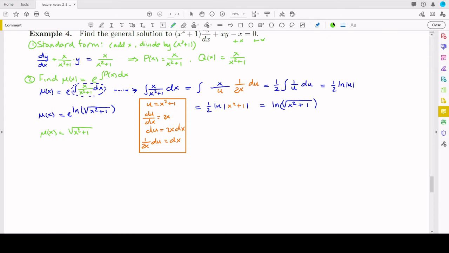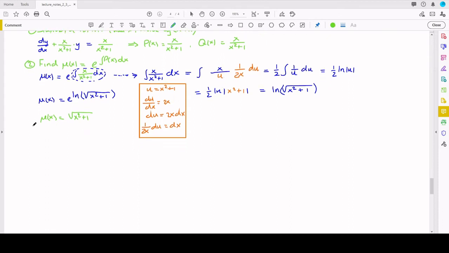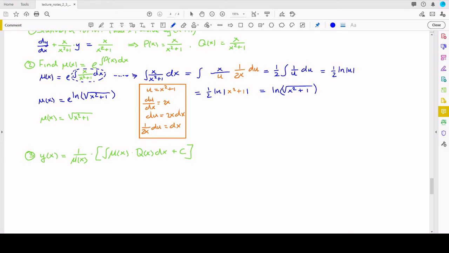Okay, our third step, which seems a little bit scary with a function like this, an integrating function, but we're going to stick to the plan. We have y of x equals 1 over mu of x times the integral of mu of x times q of x dx plus c.